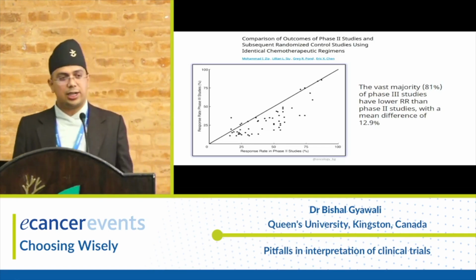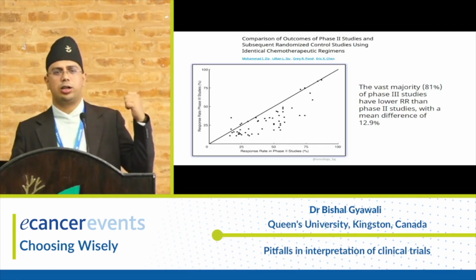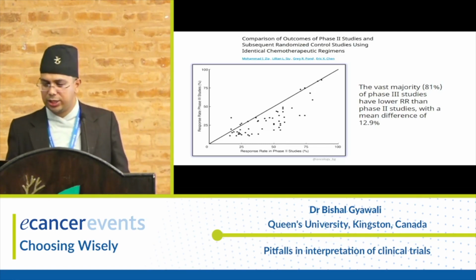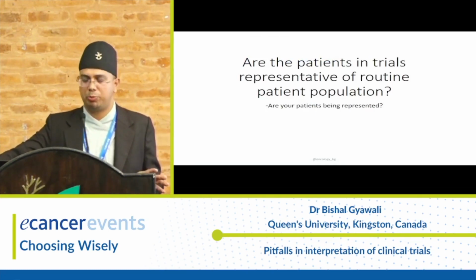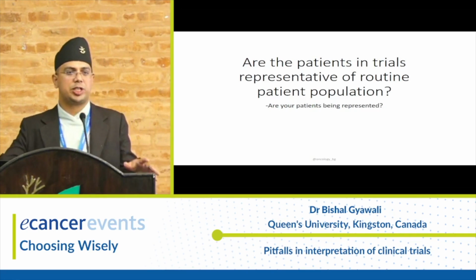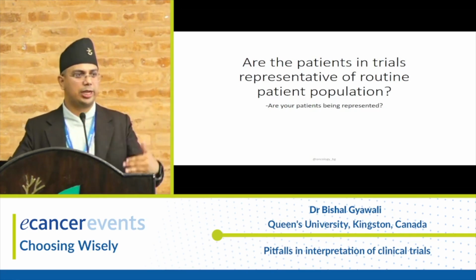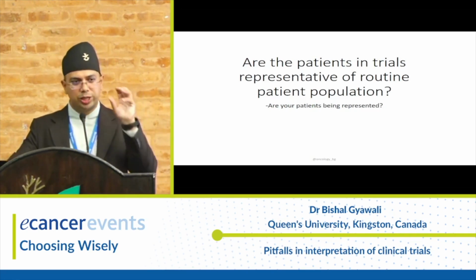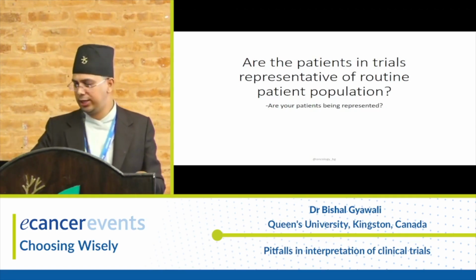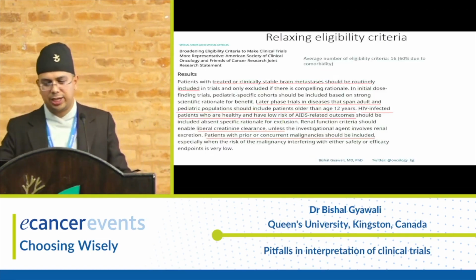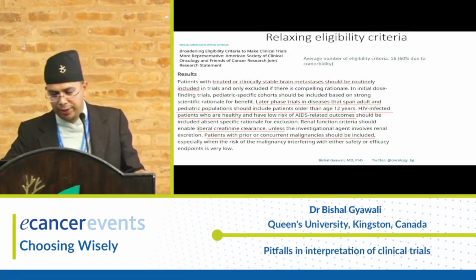Then after you have seen whether it's a randomized trial or not, the next question you'll ask is, are the patients in this trial representative of my routine patient population? In other words, are your patients being represented? The patient that comes to your clinic tomorrow, would that patient have been a part of that trial if that trial was open at your place? And this is important because, again, the example is from cancer, but this is applicable elsewhere as well.